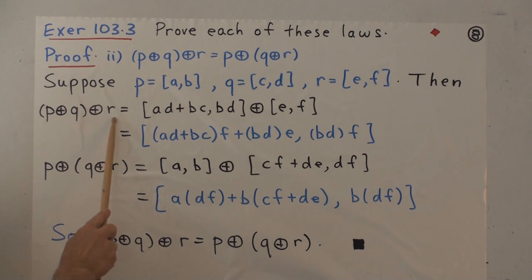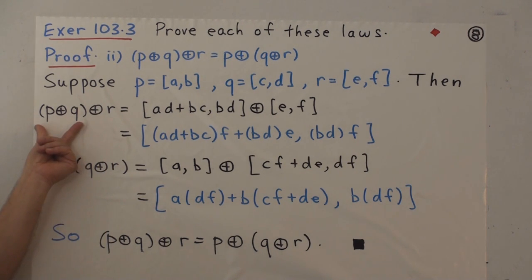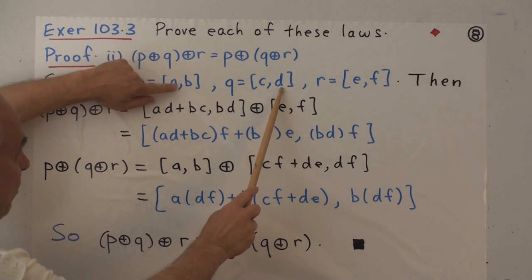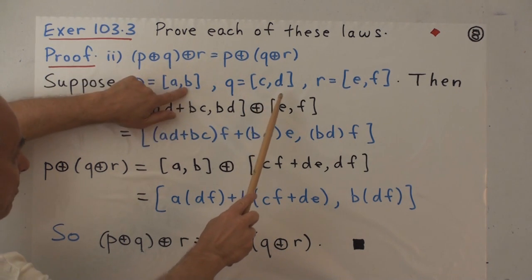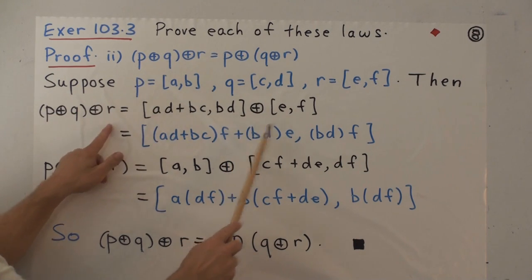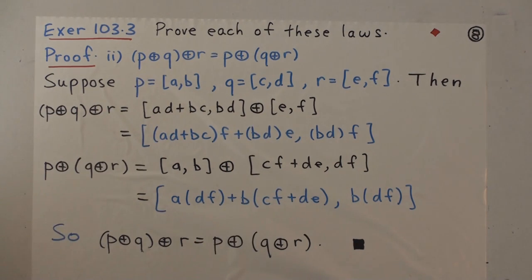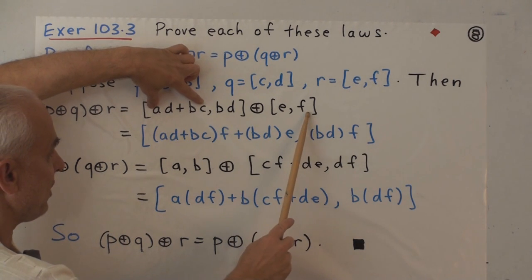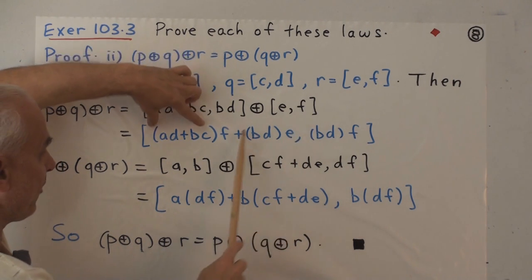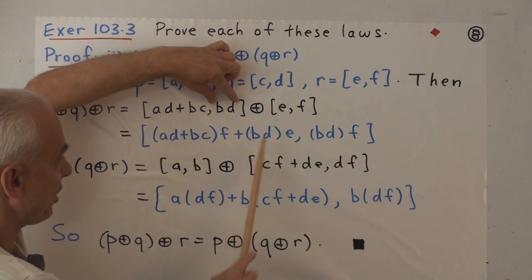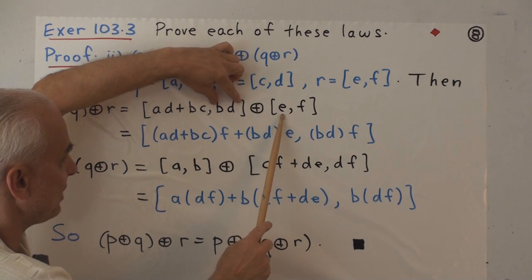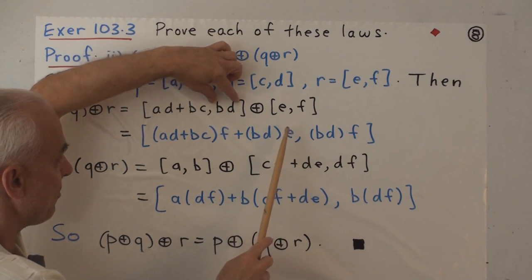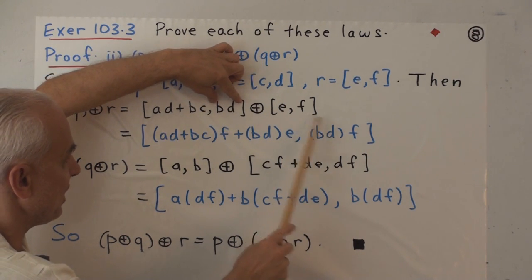Okay, we'll calculate the left-hand side, P plus Q plus R. First we need to calculate P plus Q. There's P and Q. The definition is AD plus BC, comma, BD. There it is there. And we have to multiply that by R. How do we multiply these two? Well, we take the product of the two outside ones, and add the product of the two inside ones, so BD times E. And then the second element is just the product of the second entries, BD times F.